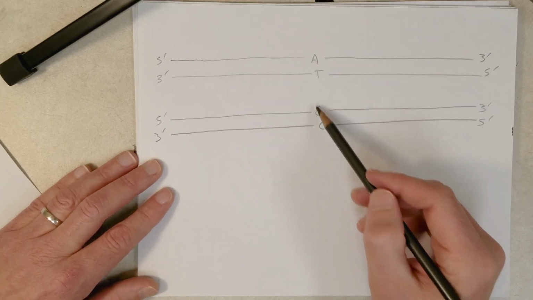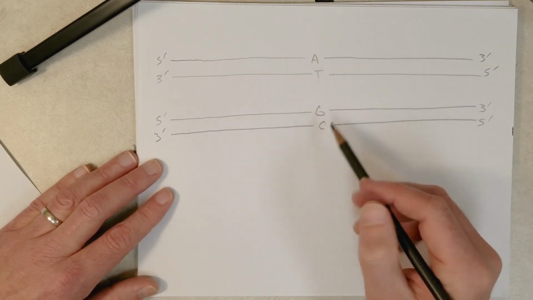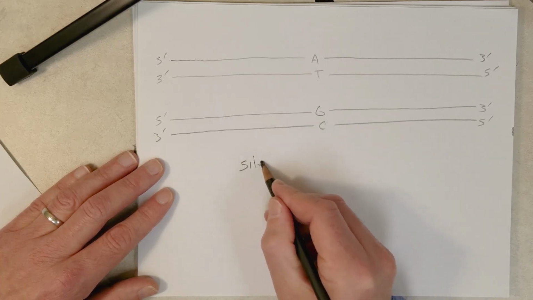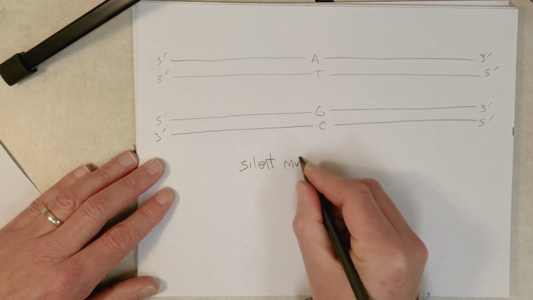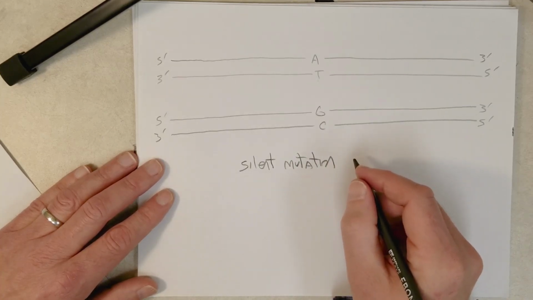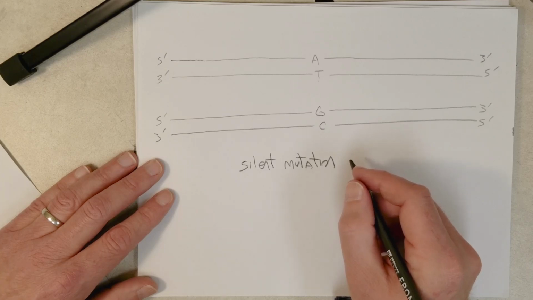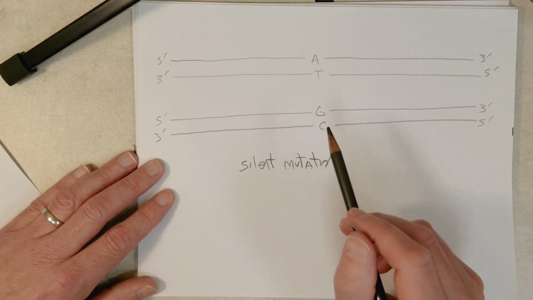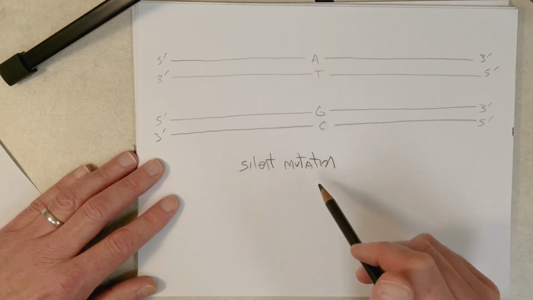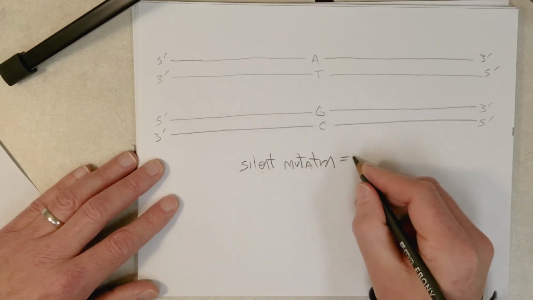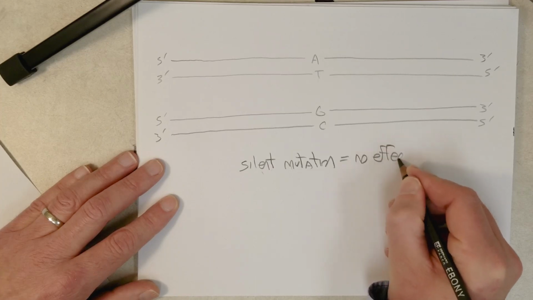Okay, now if this mutation has no effect on the fitness of the organism, we call that a silent mutation. And you can have silent mutations in genes, in centromeres. They can be anywhere. And if the mutation doesn't cause an effect on the fitness of the organism, it's considered a silent mutation. Silent mutation, no effect on fitness.